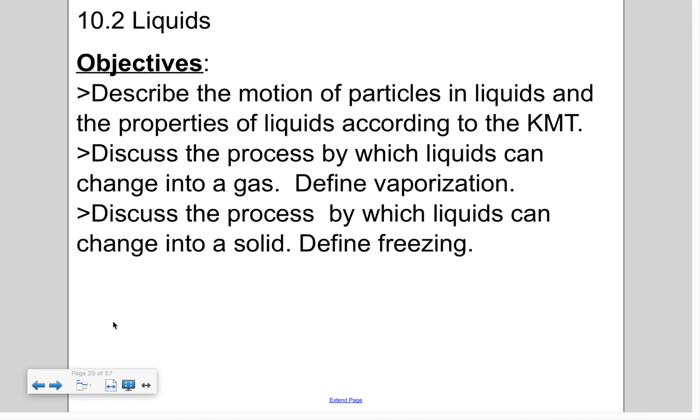Tomorrow we'll talk about the properties of solids. So you should probably finish your 10.2 worksheet. That's due tomorrow by 3:30.